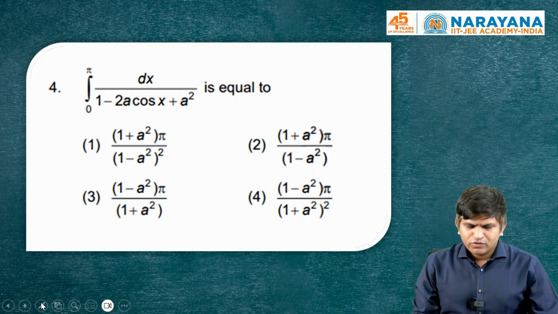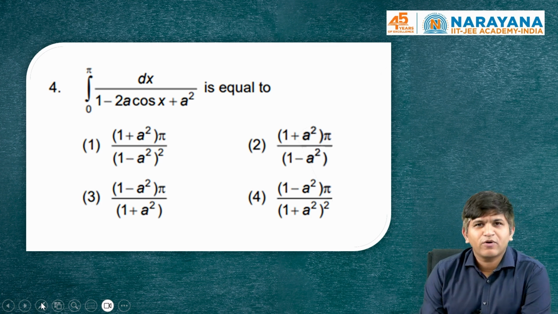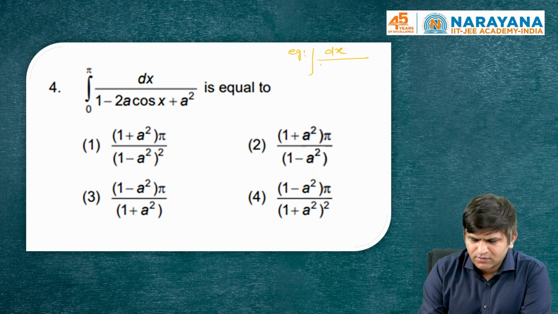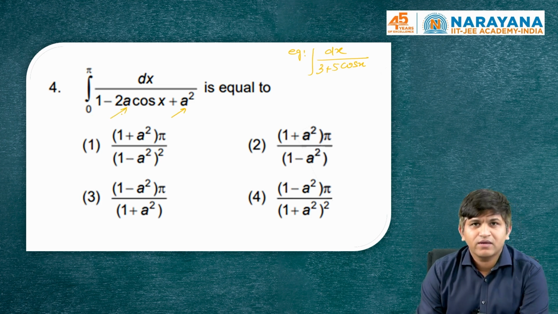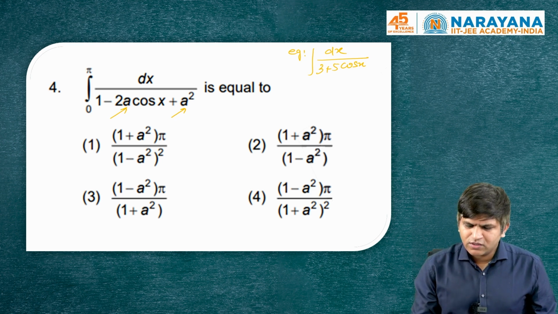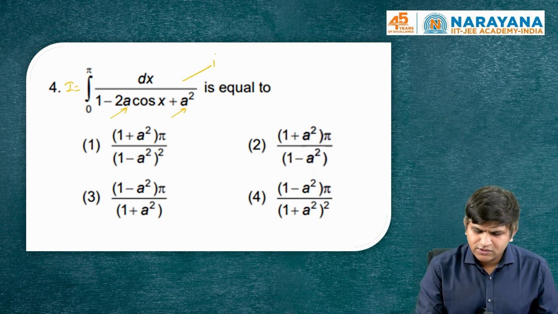Okay, so this problem is based on the definite integral, and this type of problem, just one example I can say, is something in this form, dx by 3 plus 5 cos x type of problem. But here we do not have any value, we have some unknown, that is a. So how to proceed with this problem? Let's begin. So let's say this is I equal to this. So let's say this is first.